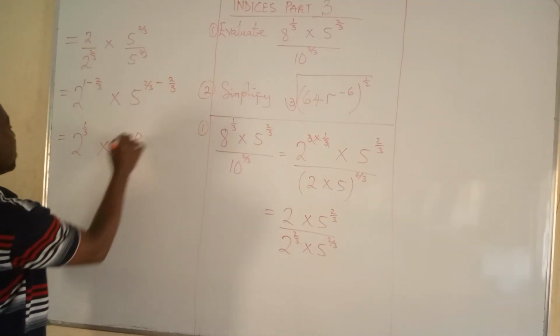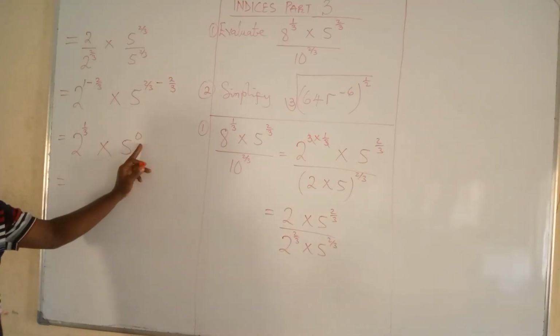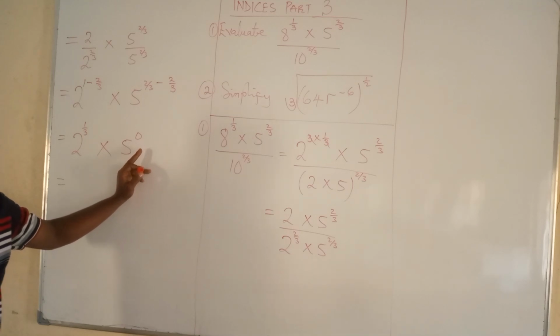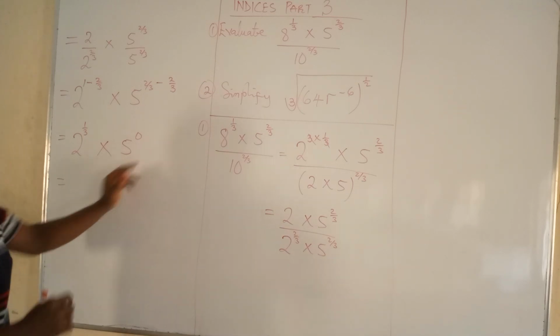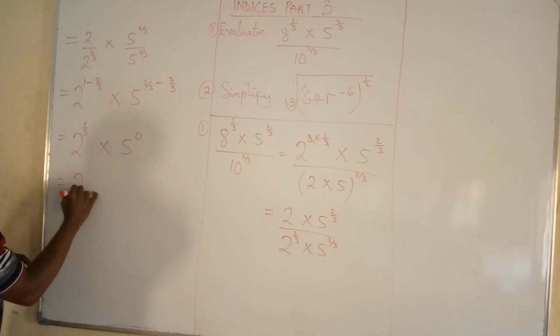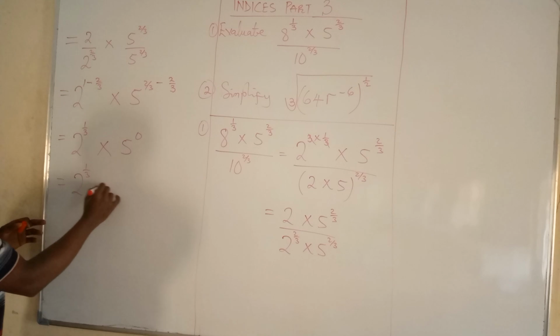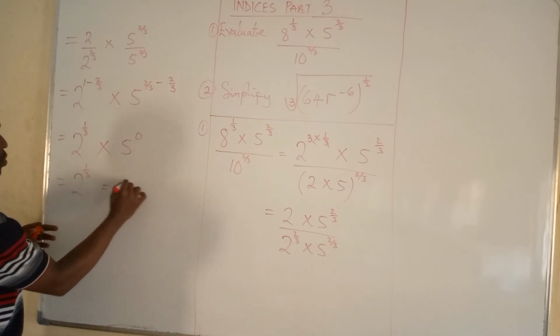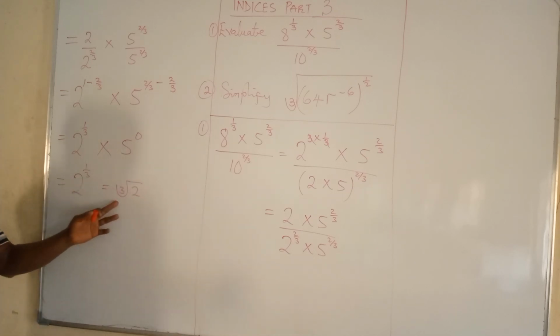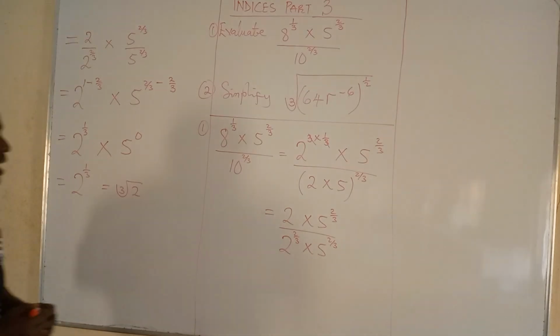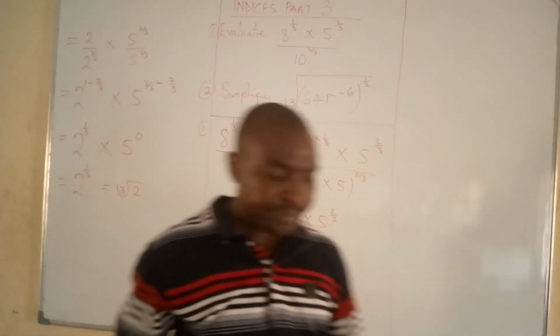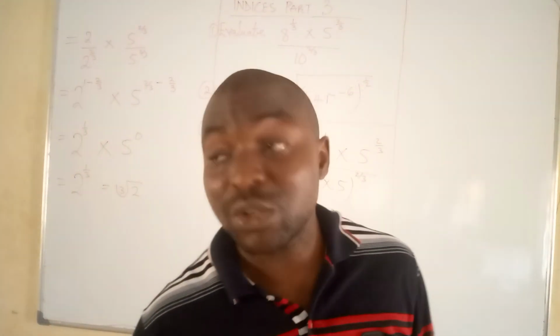So 5 raised to power 0. Anything raised to power 0 is 1. So it therefore means that we are having 2 raised to power 1 over 3 as the answer. You can also express it like this, the cube root of 2, still from the knowledge of indices. So that's the answer to question number 1.